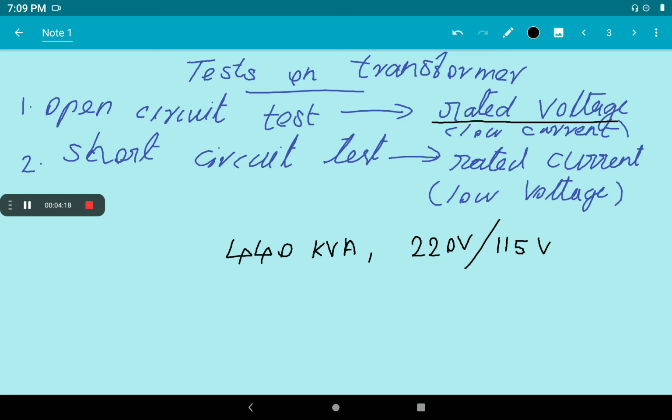Okay, so when we do the transformer tests, the open circuit test will be done at rated voltage. You remember that. And the short circuit test will be done at rated current at low voltage. When we apply rated current, there will be low voltage. But when we apply rated voltage in the open circuit test, there will be low current, about 2 to 10% of rated current.